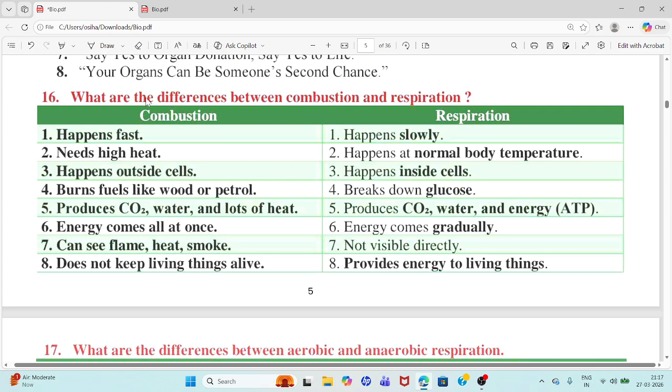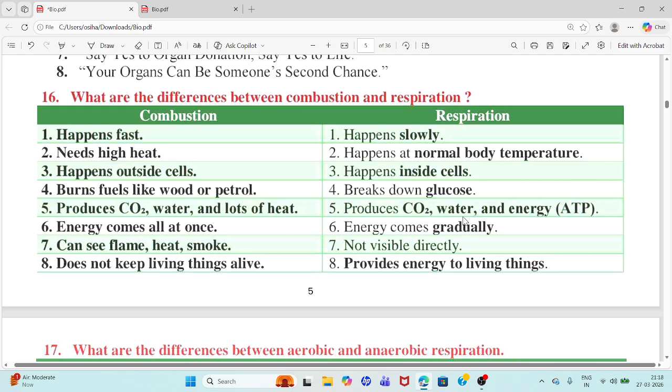16th question. What are the differences between combustion and respiration? This is the difference between combustion and respiration. First point: combustion happens fast, respiration happens slowly. Combustion needs high heat; for respiration normal body temperature is enough. Combustion happens outside cells; respiration happens inside cells. Combustion burns fuels like wood or petrol; respiration breaks down glucose.